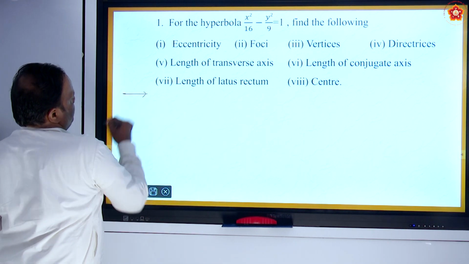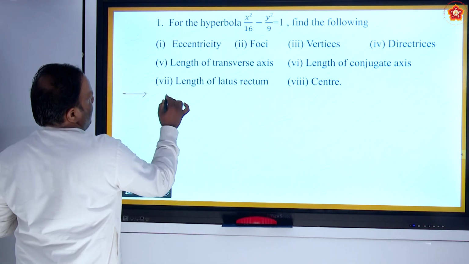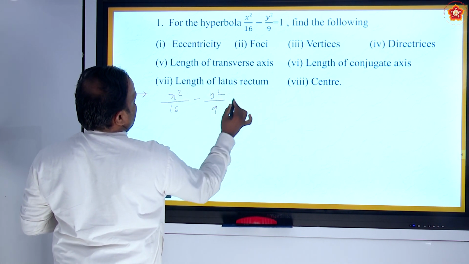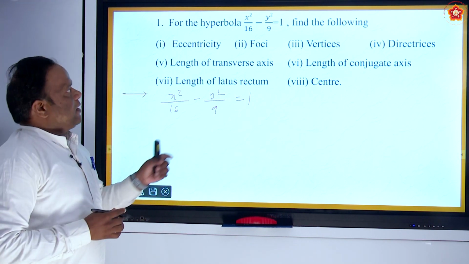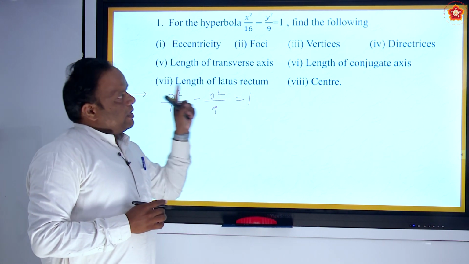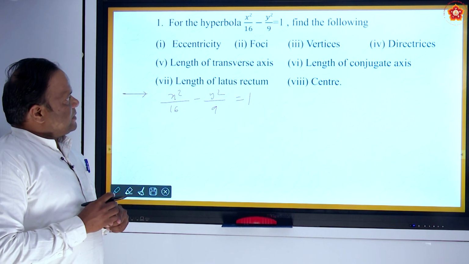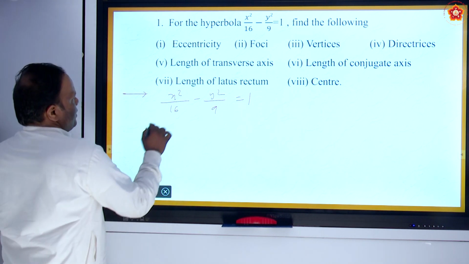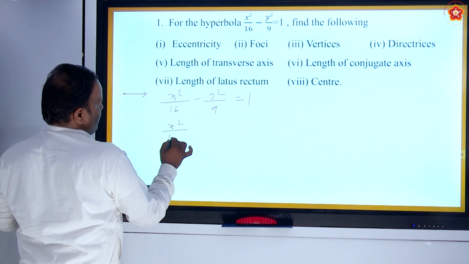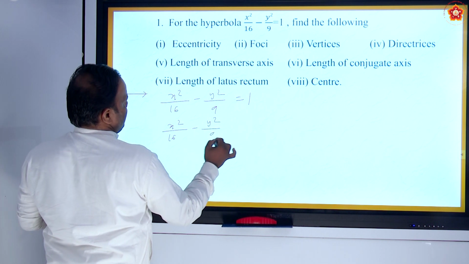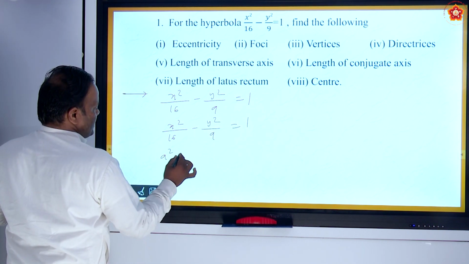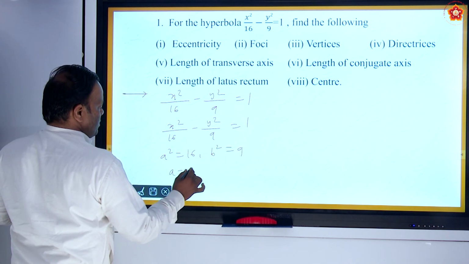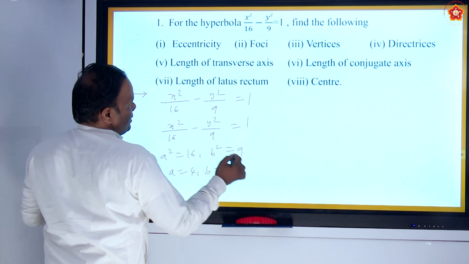Here is the problem for the hyperbola x square by 16 minus y square by 9 equal to 1. Find the following: eccentricity, foci, vertices, directrices, length of transverse axis, length of conjugate axis, length of latus rectum and center. First, compare this equation with x square by a square minus y square by b square equal to 1. Clearly, we can say that a square equal to 16 and b square equal to 9. So, a is equal to 4 and b equal to 3.